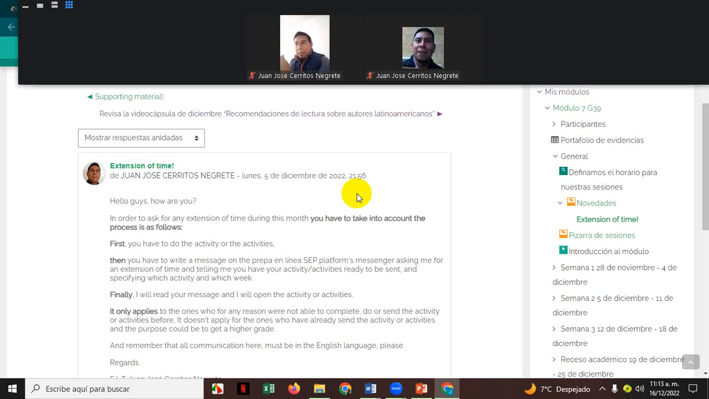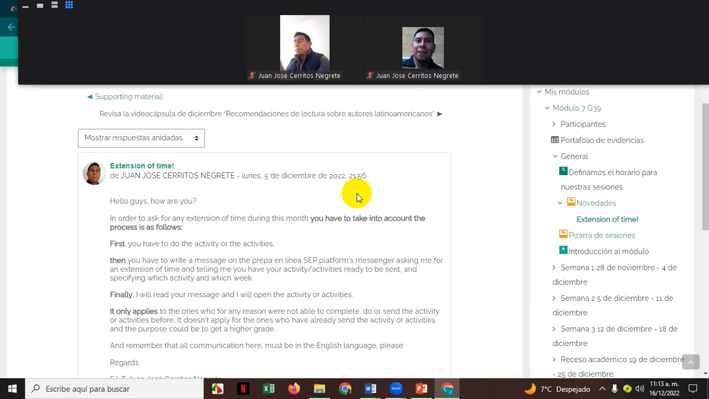In order to ask for any extension of time during this month, you have to take into account the process as follows. First, you have to do the activity or the activities you haven't done before. As I told you, for example, the activity of the first week, dancing at the bowling, or meanwhile, or both.